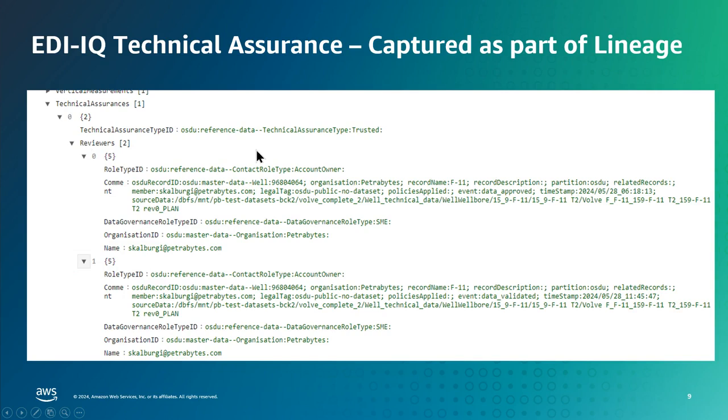Here is how it captures the account owner, who did what, who ingested, the record name, all of the attributes, the data governance role, and then who ingested, right? So here are the people who reviewed it and then who approved it, right? That is how we can track all of this information.